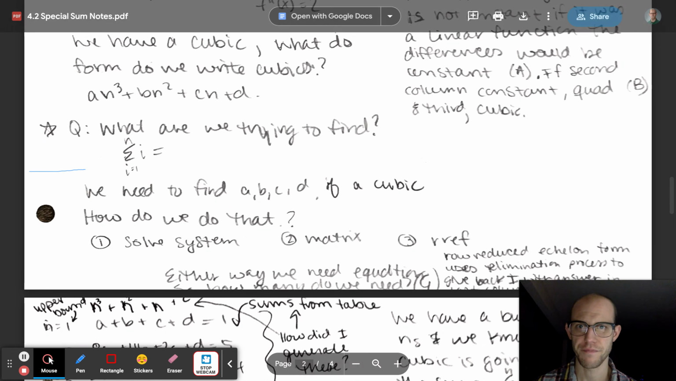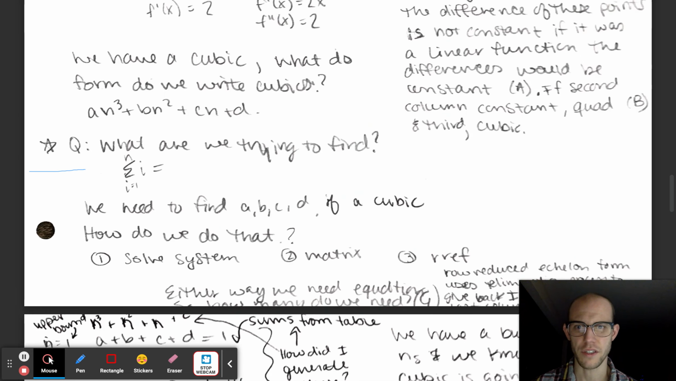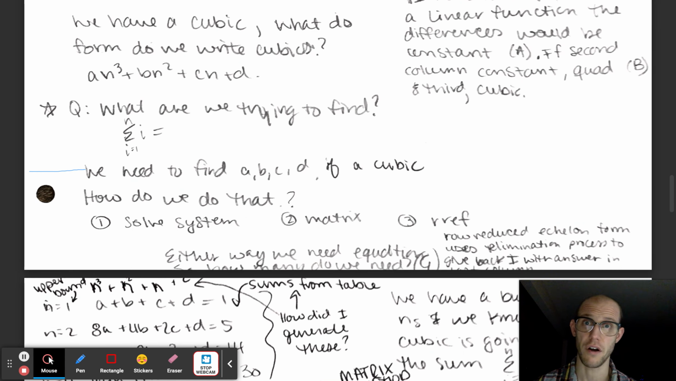So how do we do that? Essentially, we're going to solve a system of equations by doing a matrix, and then we're going to use the RREF feature, reduced row echelon form.